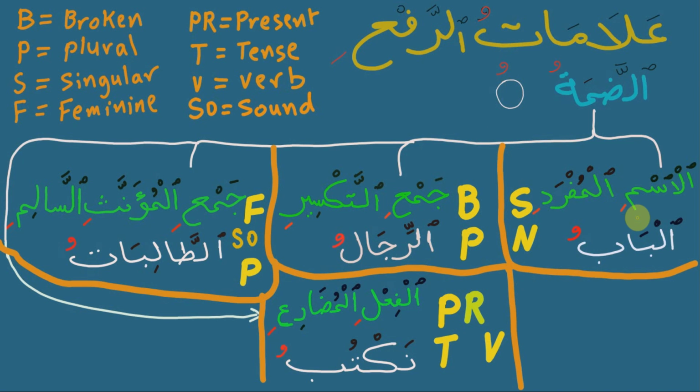So we covered the singular noun here. This here, jam'a taksir, the broken plural. This here is jam'a al-mu'annath al-salim, feminine sound plural. And this here is the present tense verb. So here I use the word bab, al-babu. Here I use the plural for men. Rajul is the singular. Al here is the definite article.